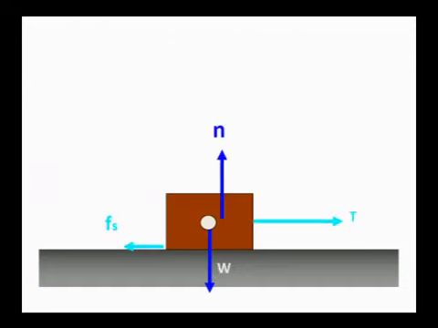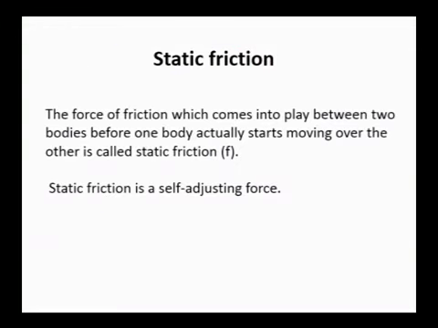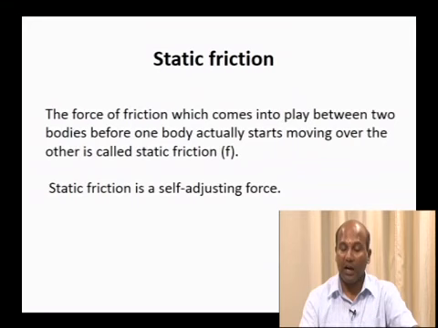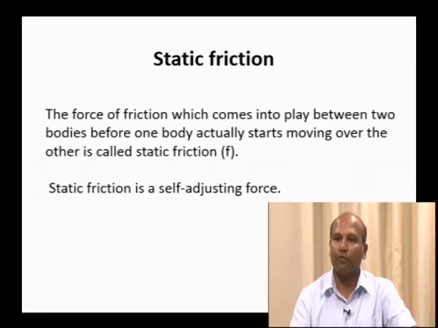So what is static friction? It is the force of friction which comes into play between two bodies before one body actually starts moving. Look here, the body does not move over the other. It will have a tendency to move, but it will not actually move. So static friction is basically a self-adjusting force.